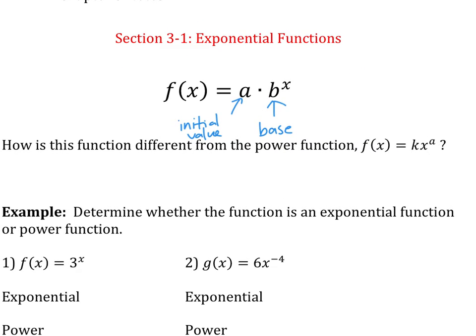So kind of like what I mentioned before, how is this different from the power function k times x to the a? You can see that the main difference is x is in a different position. Before, x was in the base position, now x is in the exponent position.